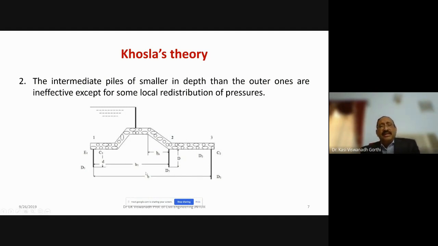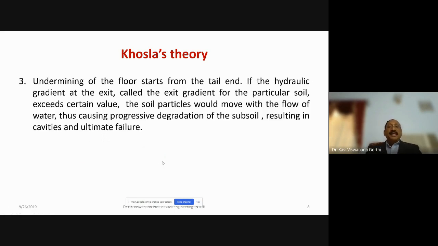If we take the intermediate pile, see, this is the intermediate pile, this is the outer upstream pile, this is the downstream pile, and the intermediate pile. So if the depth of this intermediate pile is less than the end piles, then this will not be effective except for local redistribution of pressure. Then undermining of the floor starts from the tail end. This is another observation he has seen. From the tail end, the undermining starts. It's not from the upstream side.